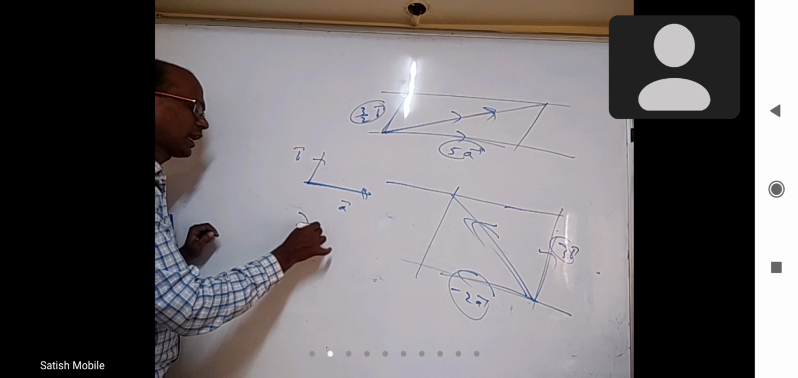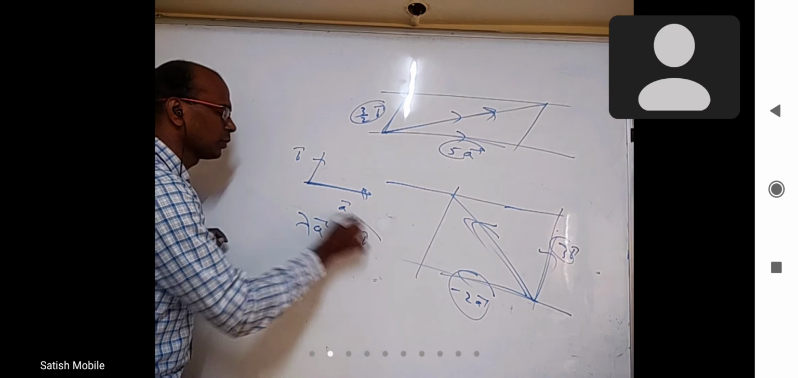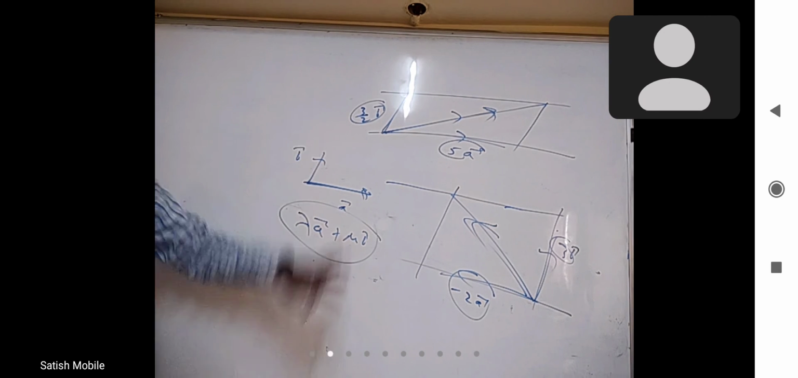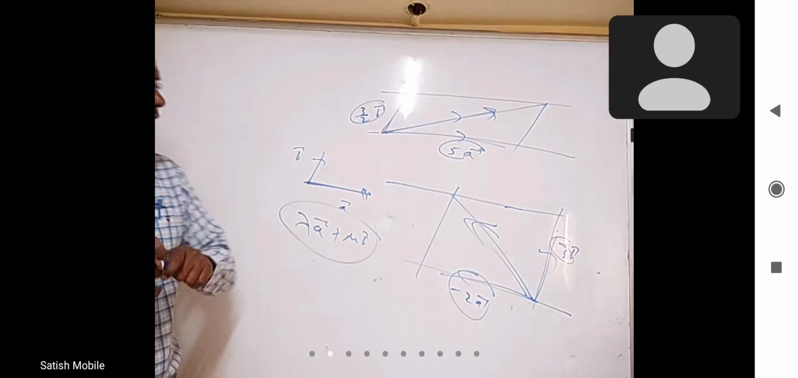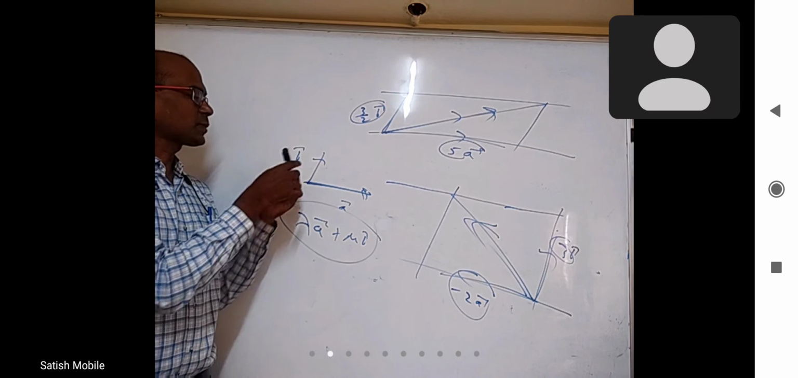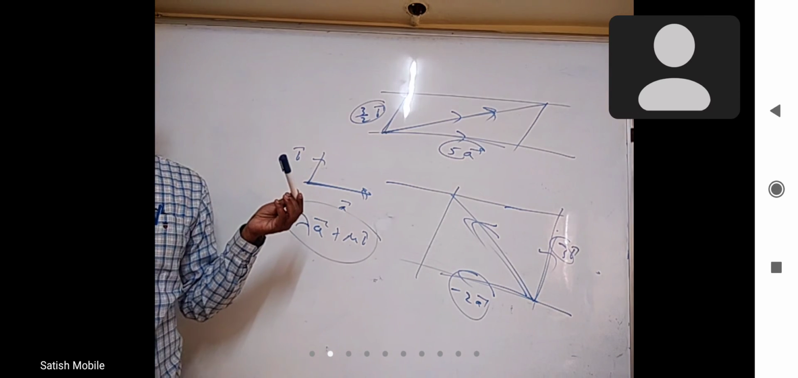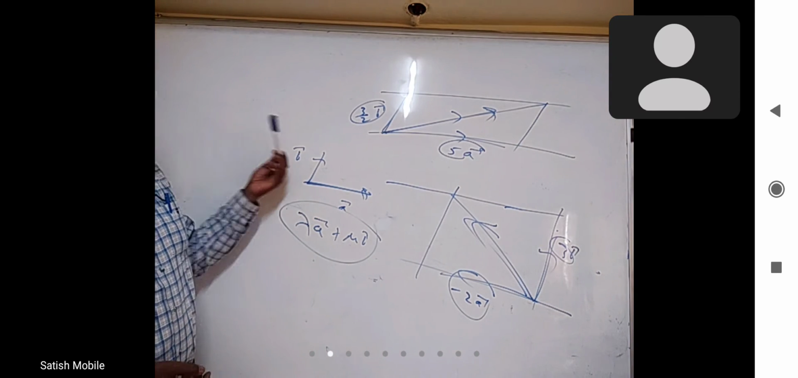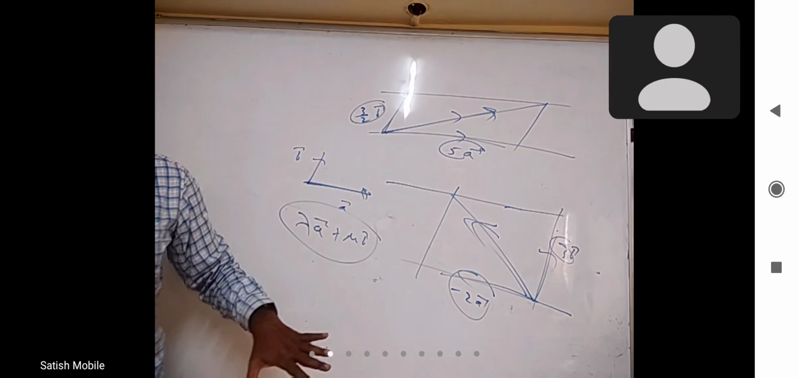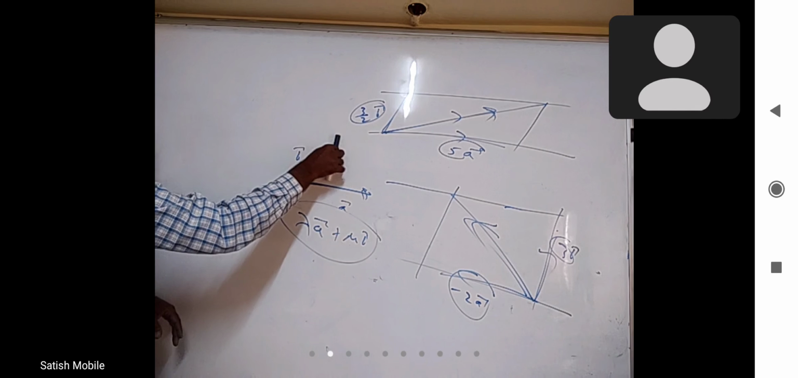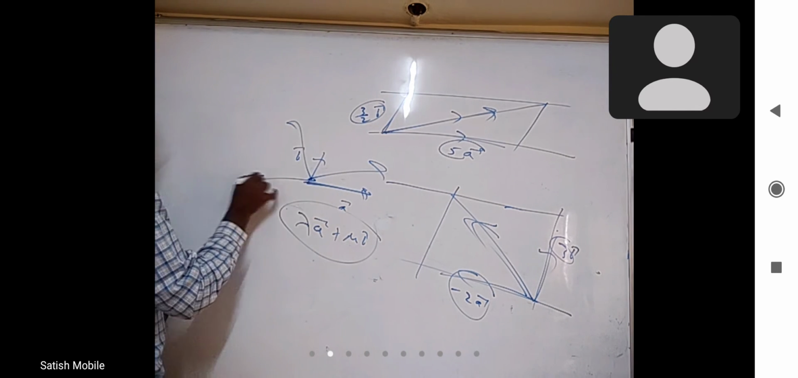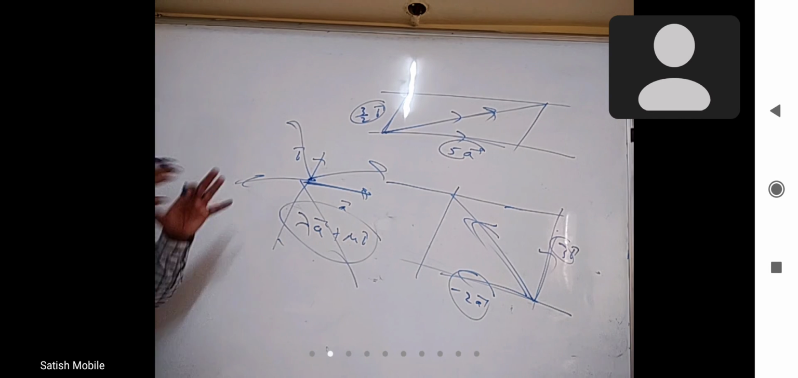That means lambda a bar plus mu b bar. If you keep on changing lambda and mu, it will cover all the vectors in this plane. But if somebody says there is a vector like this in the space, expressed in terms of a bar and b bar, not possible. Whatever number you take into a bar plus whatever number into b bar you take, you can never get a vector which is outside this plane. You can only get this vector, this vector, this vector, this direction, this direction, which is in the plane.